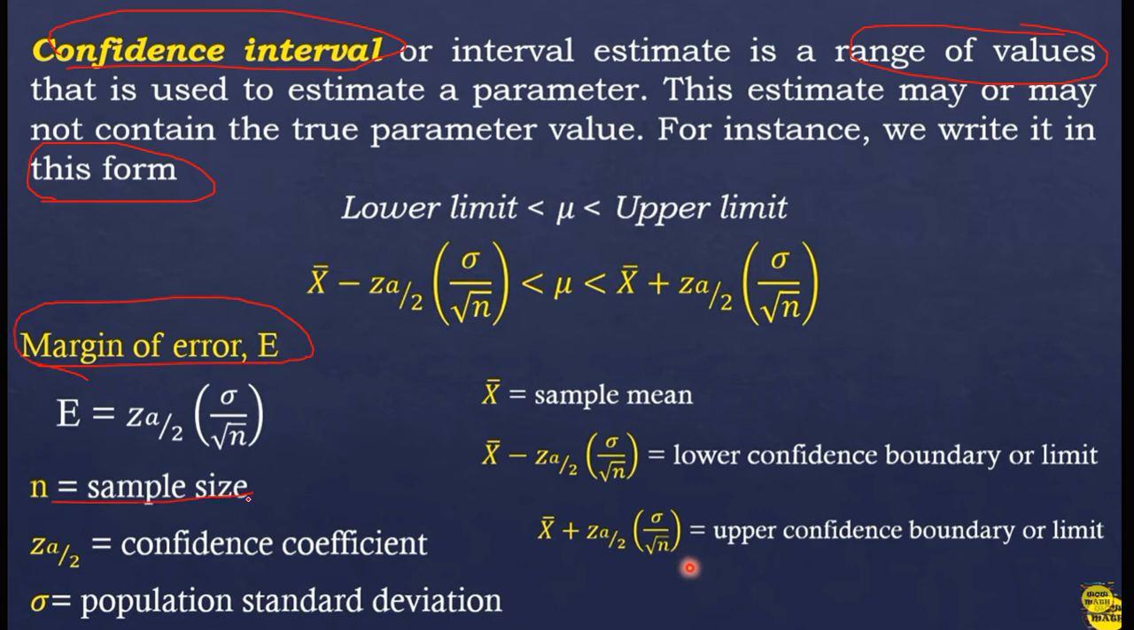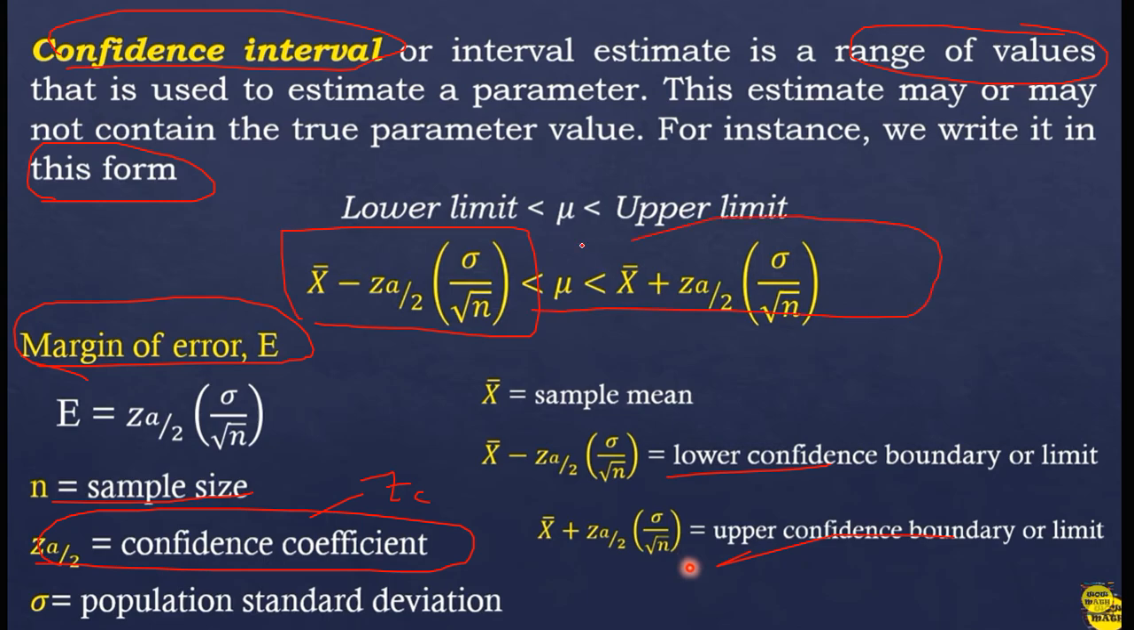Your n is the sample size. The critical value is confidence coefficient din. Pwede siyang tawagin confidence coefficient, yung tinatawag natin critical value. And this is the LL and this is the UL. Population standard deviation. So, yun po yung sinulat natin kanina na formula.